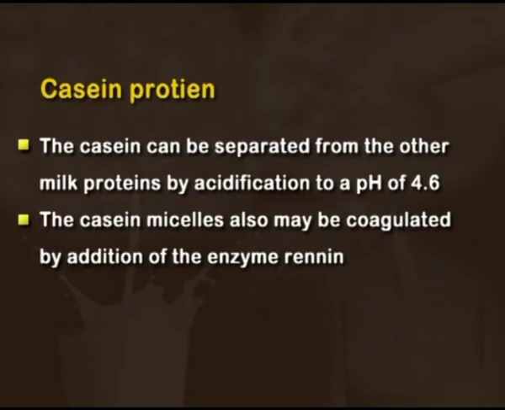Now this casein gets separated from the milk upon the acidification of milk to a pH of about 4.6. It can be separated from the milk, and it can also be coagulated by the use of the enzyme renin, mostly commercially for the preparation of cheese.